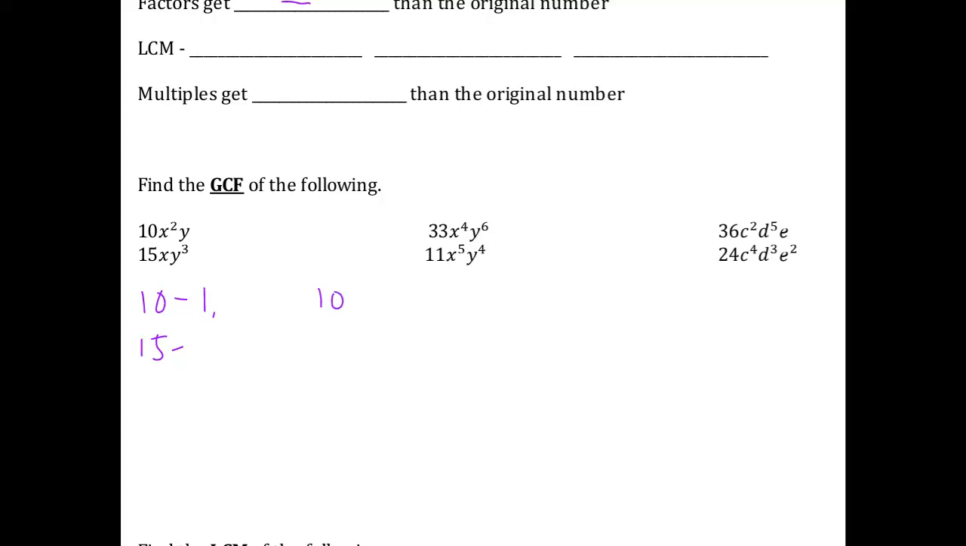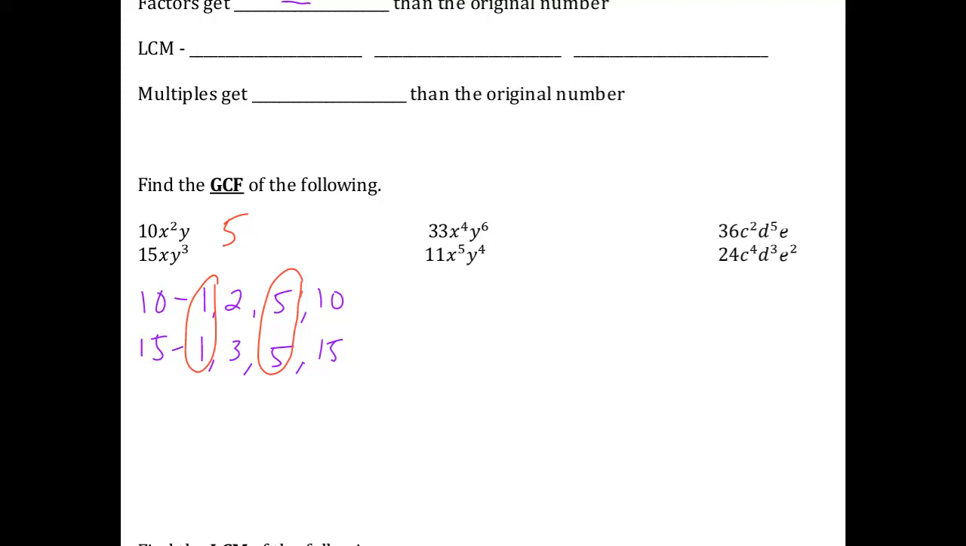And then what are other factors of 10? We've got 2 times 5, and that's it. 1 and 10, 2 and 5. 15, again, we got 1 and 15. 2 does not go in, so we go to 3 and 5, and that's it for 15. Now notice that they both have a 1, and they both have a 5. But our rule says the greatest common factor, so the greatest one obviously would be 5.